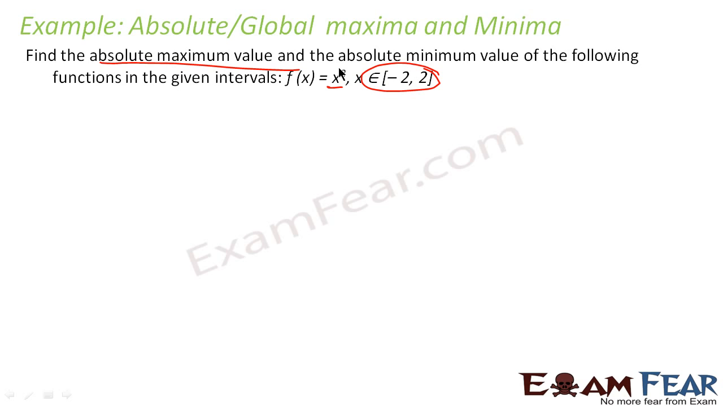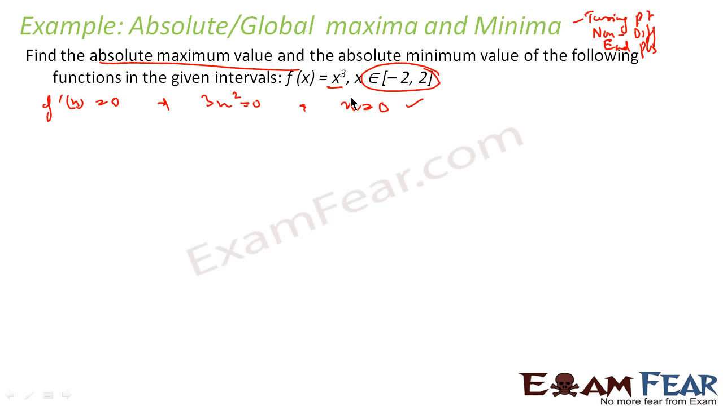As I told, my points will be what? First thing is turning points, then non-differentiable points and end points. Correct? So let's talk about turning points. For turning points, f dash x has to be 0. f dash x is nothing but 3x square, which has to be 0, so x is equal to 0. This is the first value I get from turning points.